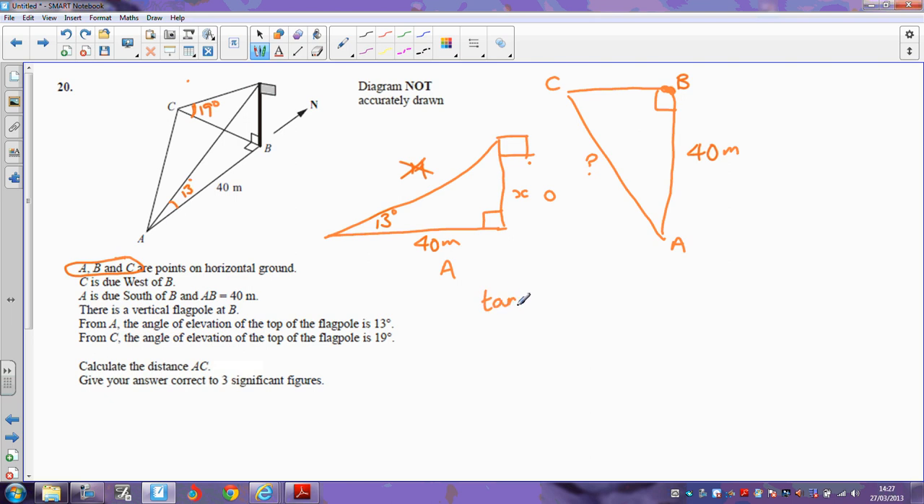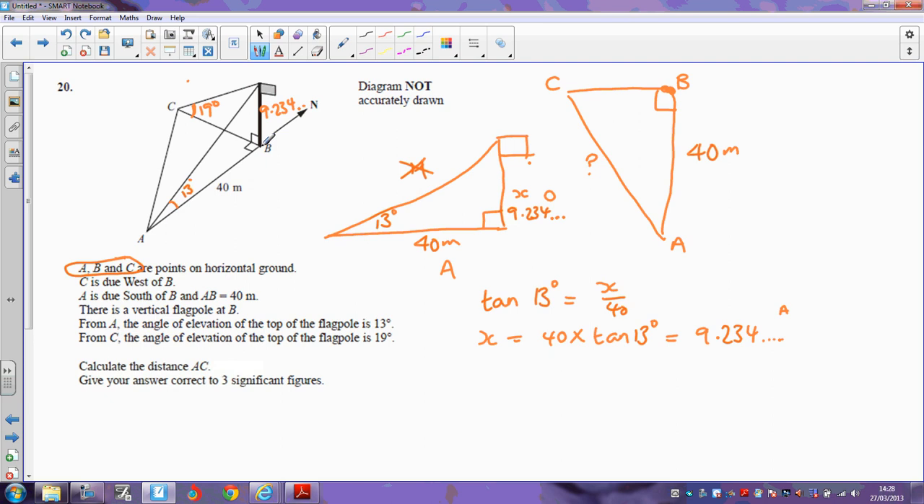And I know that tan of 13 degrees is equal to the opposite divided by the adjacent. Well, that's x over 40. x then is going to be 40 times tan 13 degrees. And you can work that out on your calculator. It comes out as 9.234. I'm going to save that in my memory and call it A. So the height of the flagpole is 9.234. Don't round it at this stage. So I can put that onto this diagram as well, so 9.234.